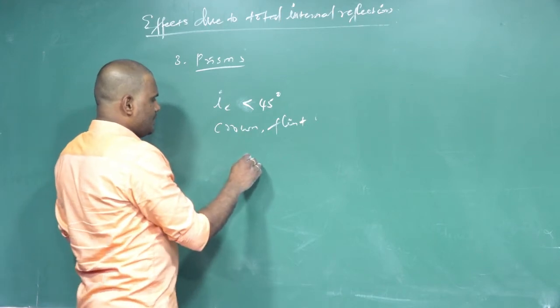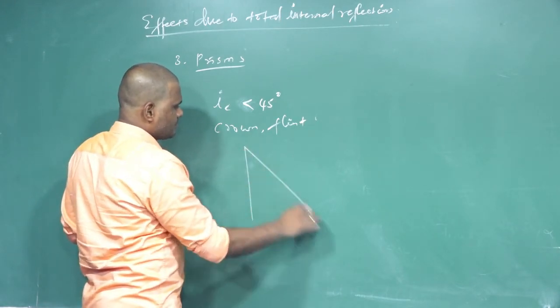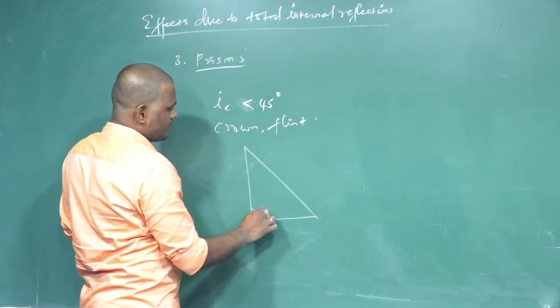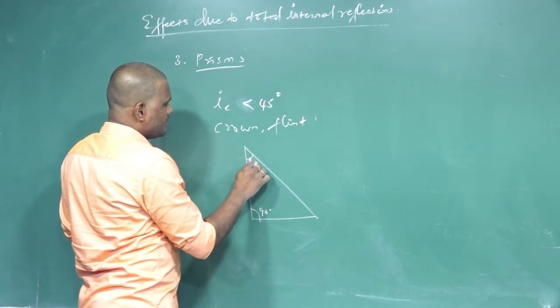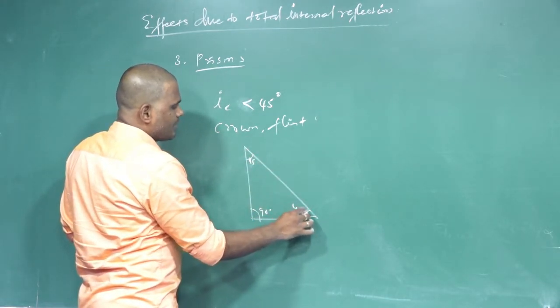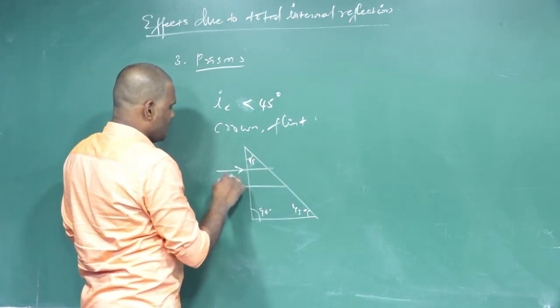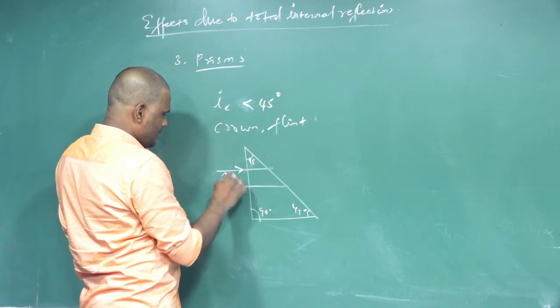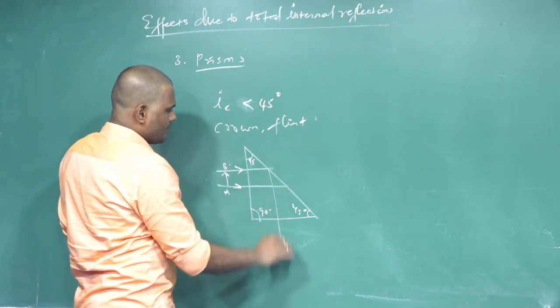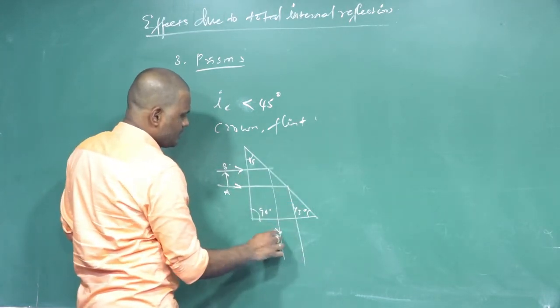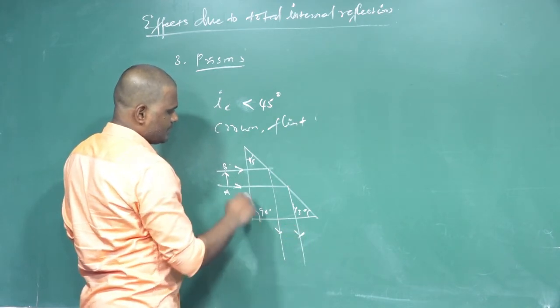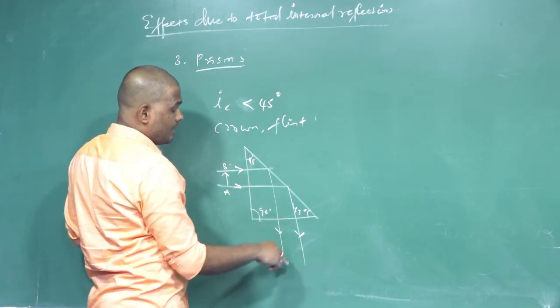I can show you the diagram here. This is a right angle prism. This angle is 90 degree, this angle is 45 degree, this angle is also 45 degree. If light radiation is made to fall on the prism, this is the object. Let me mark this as AB. After reflection, it will emerge out. So it can be made to reflect the light at an angle of 90 degree.